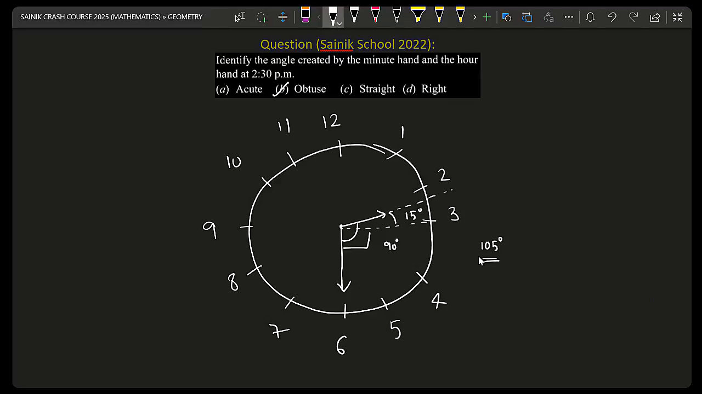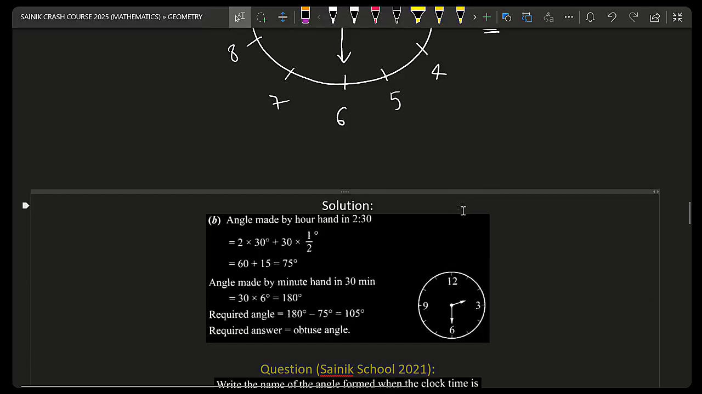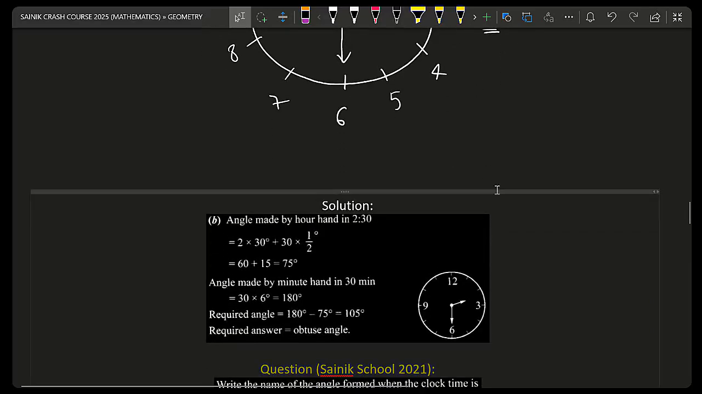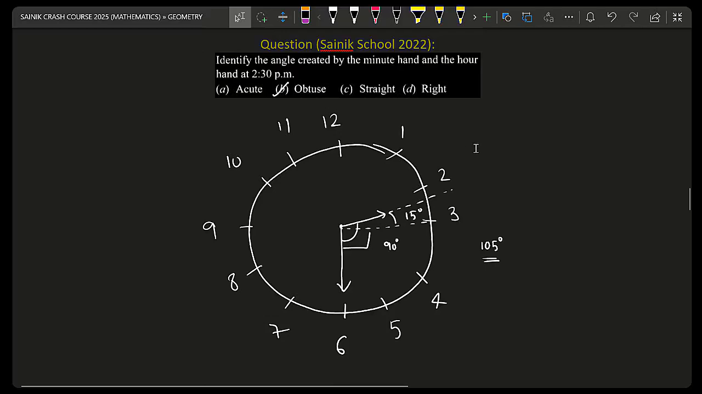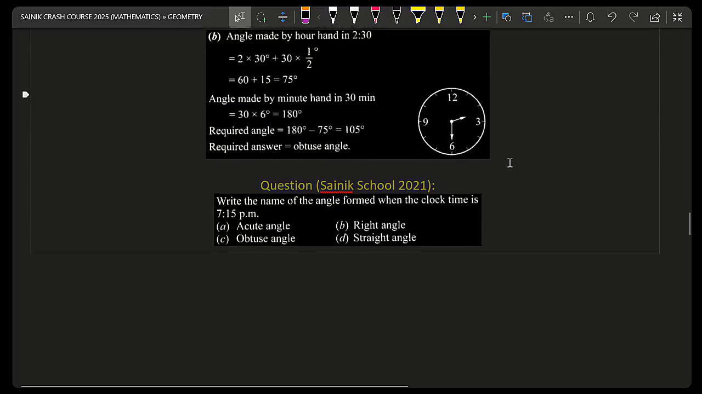Okay, Sriyansh, you can mute yourself. In the textual solution also they have calculated the angle. Actually, if they ask only the type of angle, there is no need to calculate the measure. Directly you can say obtuse angle because it is just more than 90 degrees. But if you want the exact measurement, you can use this method. So it is 105 degrees.